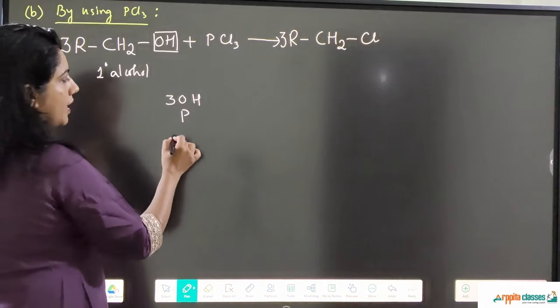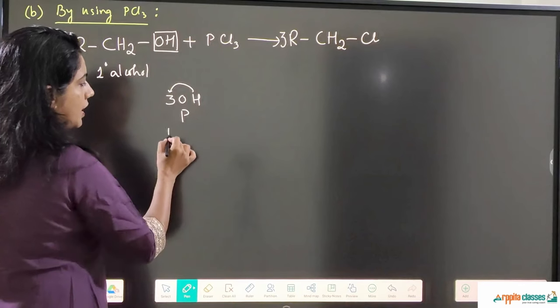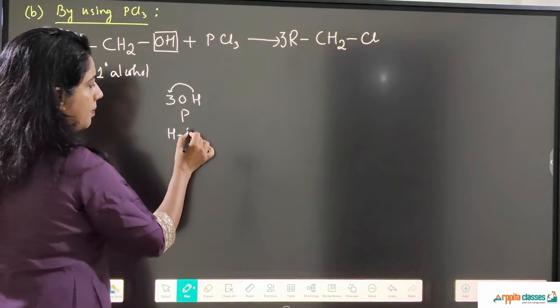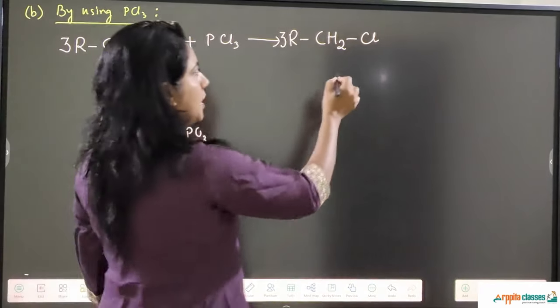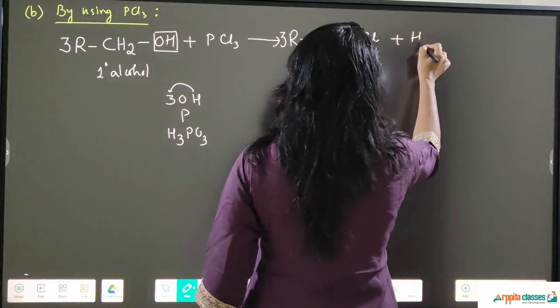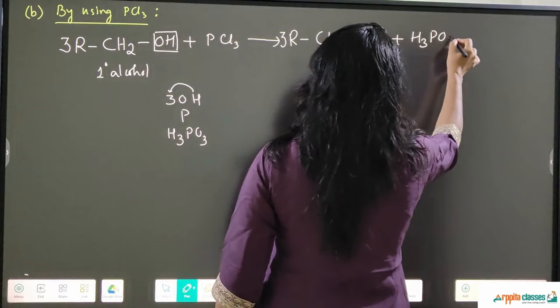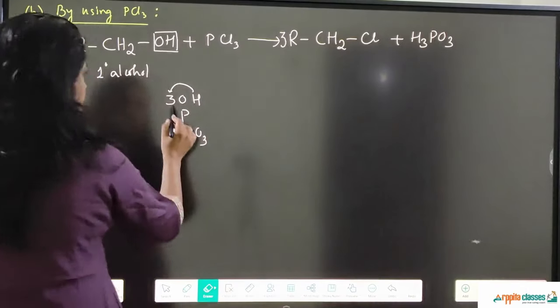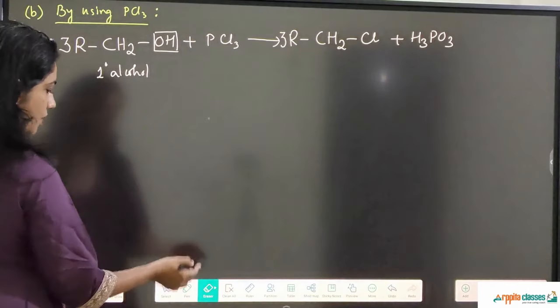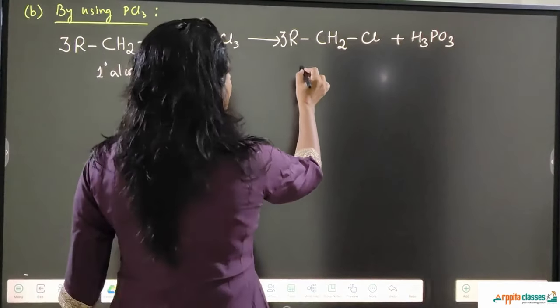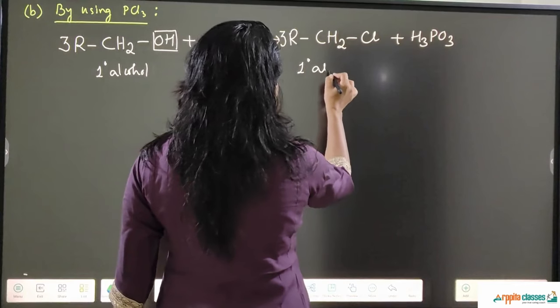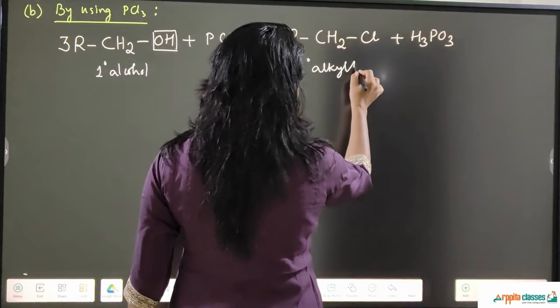So these 3 together will give you H3, then I am writing P and then O3, which is your phosphorus acid. So here the byproduct is H3PO3, which is called phosphorus acid. I hope everybody understood how the balancing has been done. So this is your 1 degree alcohol, and here you are getting 1 degree alkyl halide.